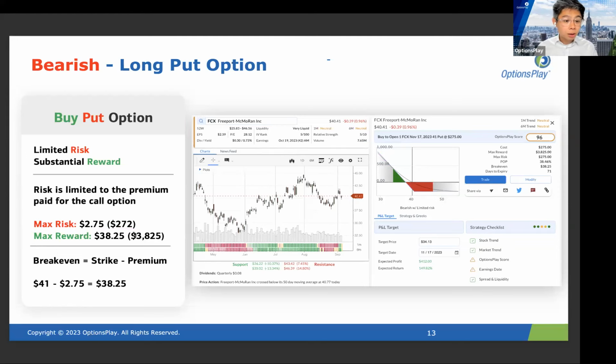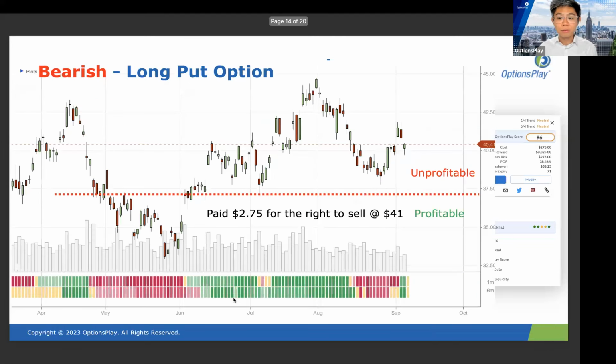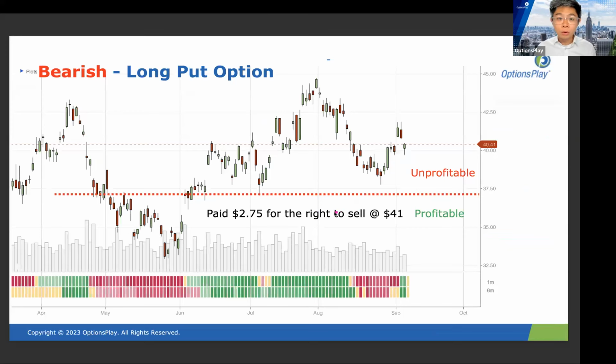And sorry, these two numbers are actually reversed. Oh, no, I'm sorry. $2.75 is the max risk, and the max reward here is $38.25. You basically make $38.25 per share if the stock is at 0. And your break-even price is the $41 strike price that you bought the put option at, minus the $2.75 that you paid for the put option, which gives you a break-even price of $38.25.